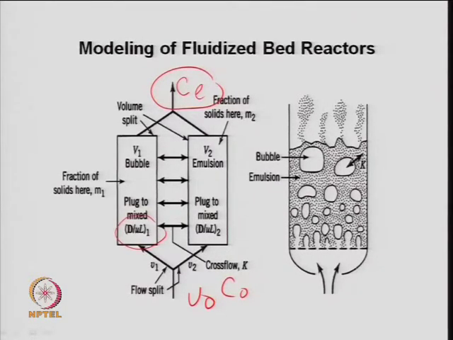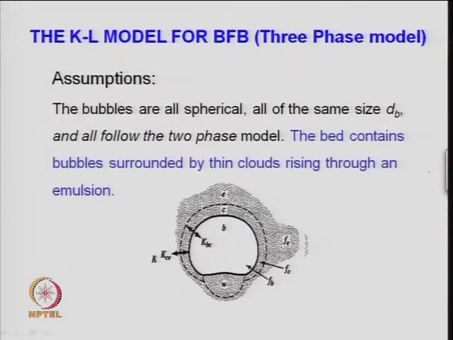This is what you can see here, the actual condition. You have an emulsion phase which is shown by the dots of particles. This is the bubble, your bubble phase, and there is a cross flow, that is the mass transfer. This is what I was talking about here, that you have a three phase system now actually. So when we write a three phase model, it is known as the Kunii-Levenspiel model, the KL model.